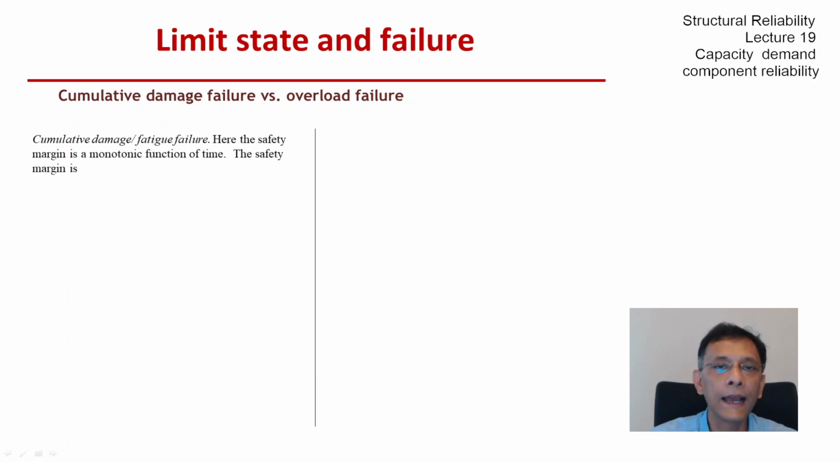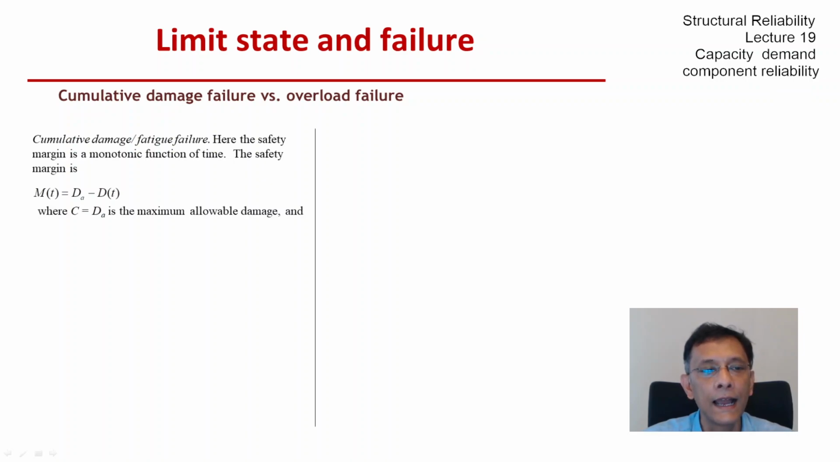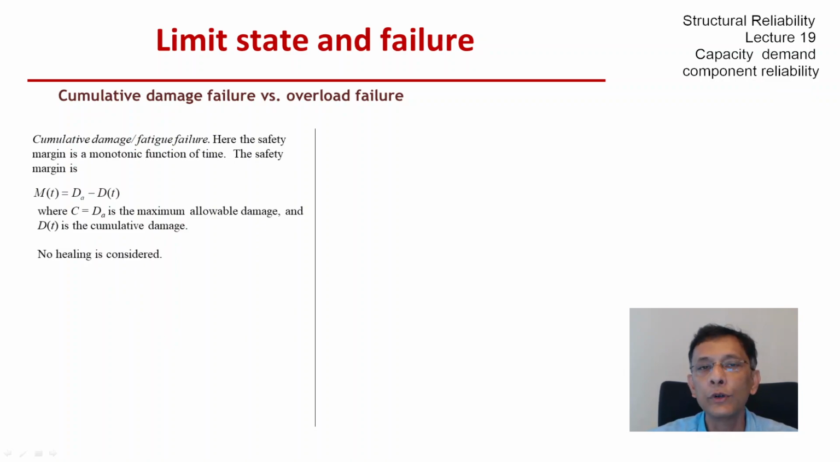function of time, and often it's taken to be a monotone function of time, and it looks something like this. So it's dA, which is the acceptable damage, which in some sense is the capacity, minus the demand, which is the accumulated damage. Since we don't consider any healing, that's one of the reasons that this is considered to be a monotonic function.